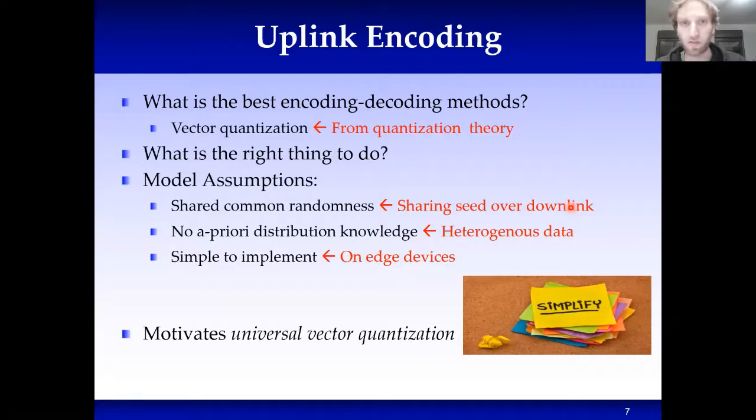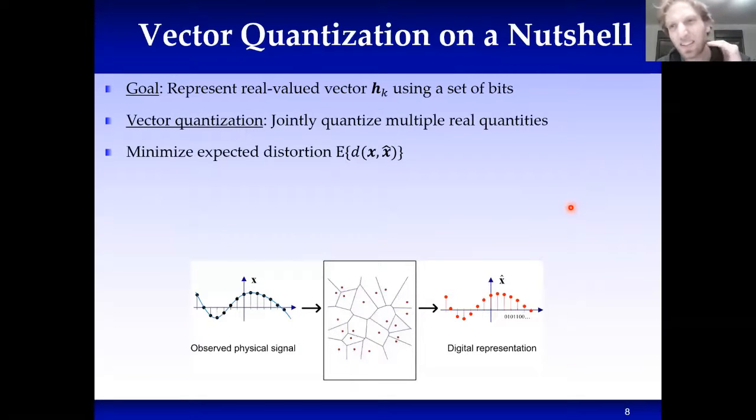And what do we mean by universal vector quantization? Before that, let us go over vector quantization in a nutshell. Let's say we have a vector and we want to represent it using a set of bits. Quantization theory tells us that the best way to do so is to partition the hyperspace into subsets and to assign each subset a codeword. This means that we're taking a set of samples and assigning a set of bits to each set of samples, and we're doing it to minimize some distortion measure.